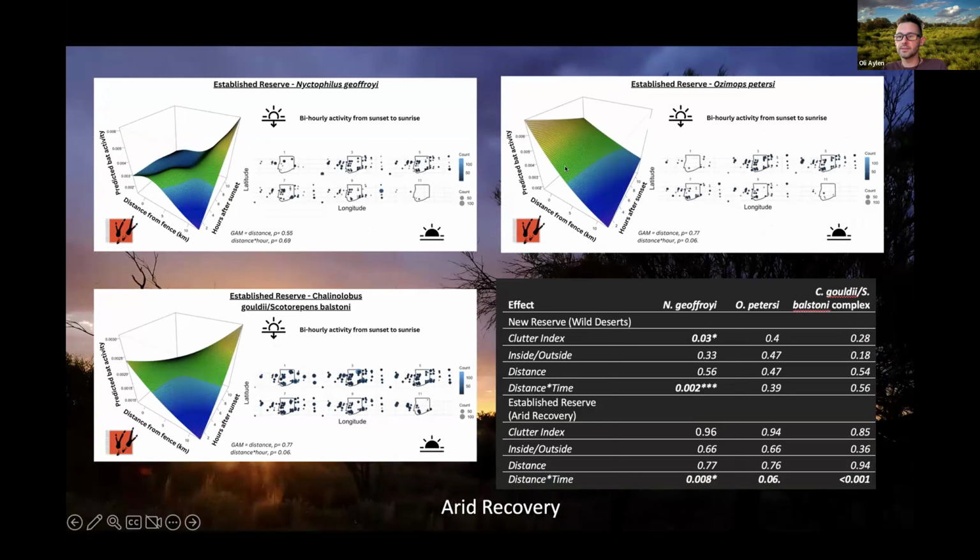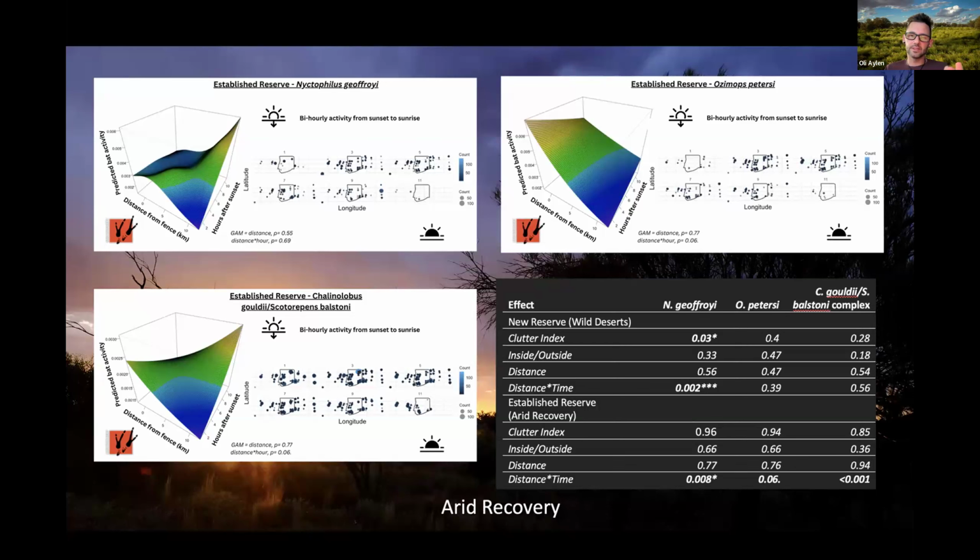Our arid zone bat at the more established reserve seems to actually be utilizing the reserve area more so. And the edge space bat seems to be utilizing pretty much the entire landscape. There's no real trend towards either. You'll notice from the results as well that distance alone is not significant for any of our bats at either reserve. It's really that there is that strong temporal spatial interaction between the two.